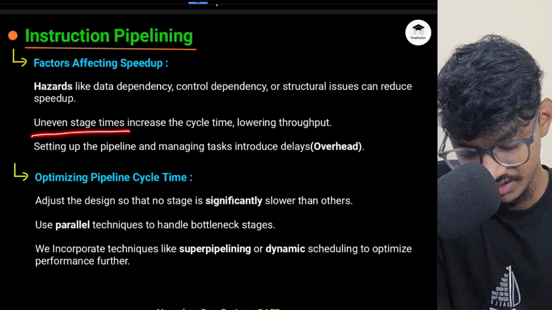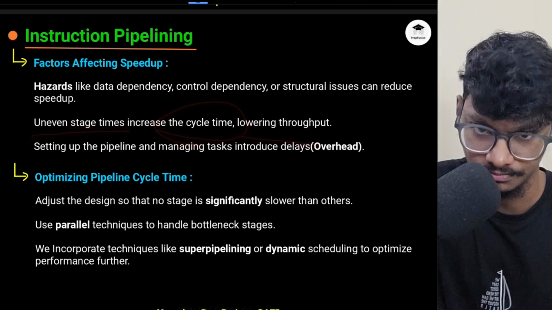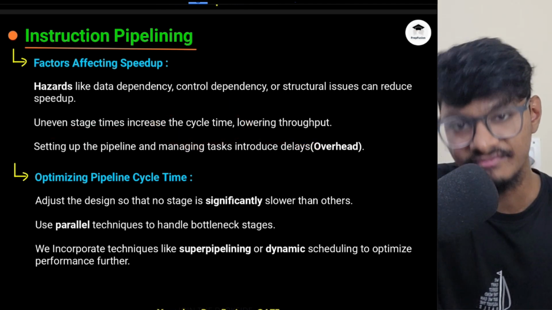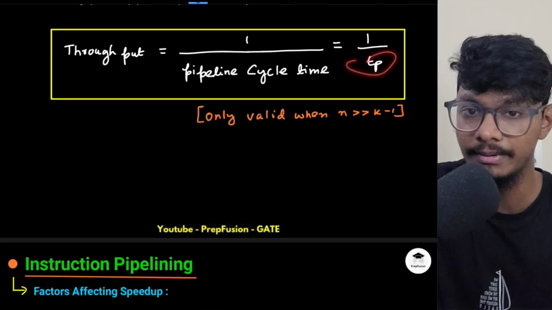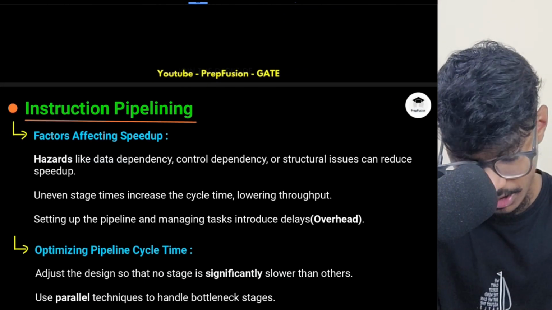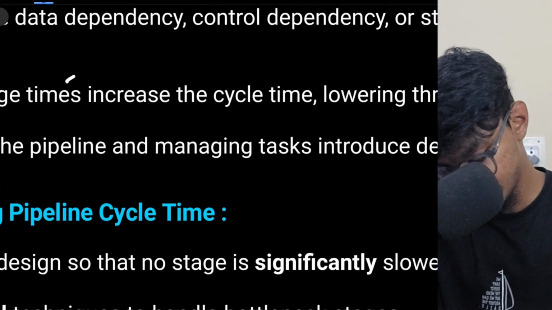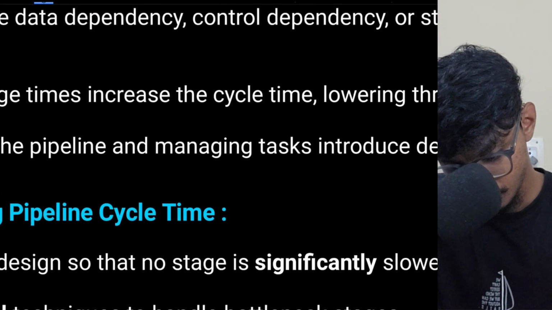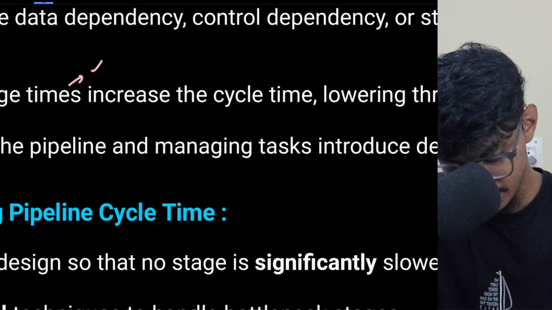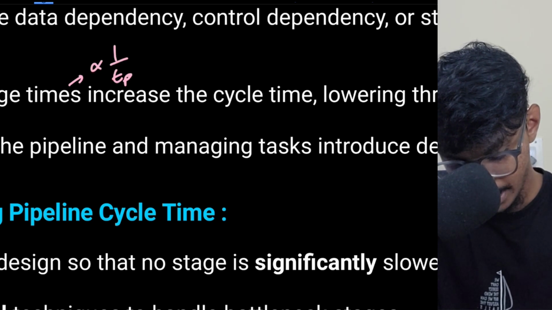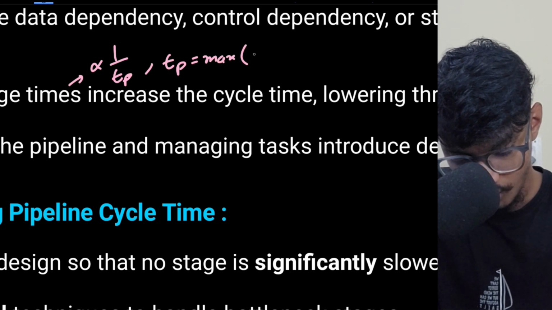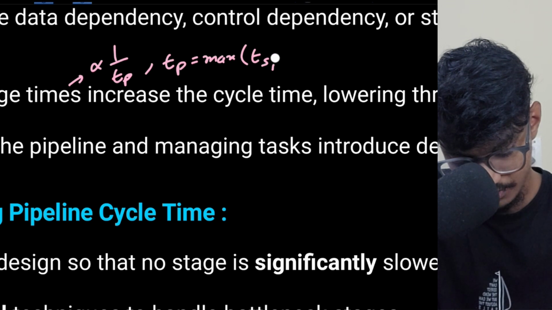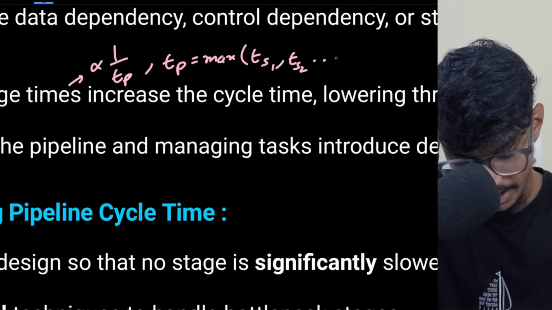Uneven stages increase the cycle time, lowering the throughput. So if I have uneven stages, what will be my pipeline cycle time? The pipeline cycle time will be the maximum of everything, right? So what is happening here? I know my throughput is inversely proportional to TP, and my TP is the maximum of the times of all the stages, TS1, TS2, and so on.